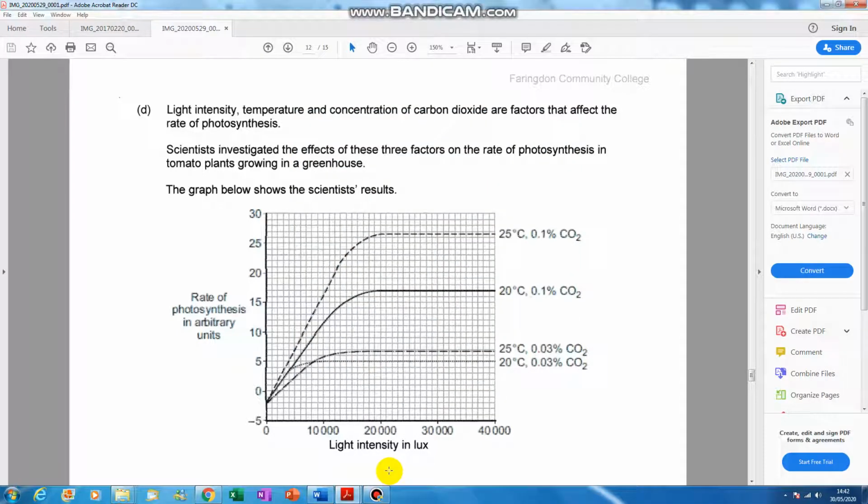This is a video to address the last part of question 6 in the foundation end of chapter 4 biology test. So we're on part D. Light intensity, temperature and concentration of carbon dioxide are factors that affect the rate of photosynthesis. Scientists investigated the effects of these three factors on the rate of photosynthesis in tomato plants growing in a greenhouse. The graph below shows the scientists' results.